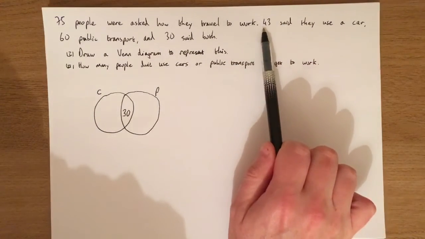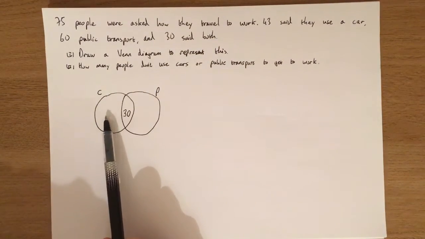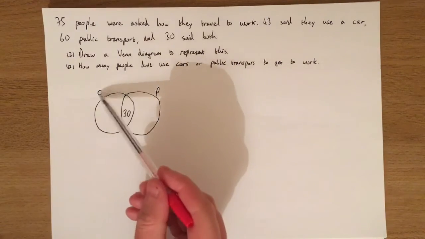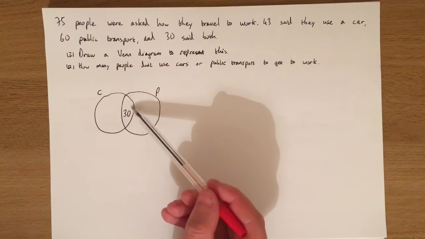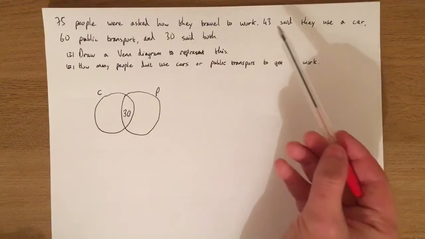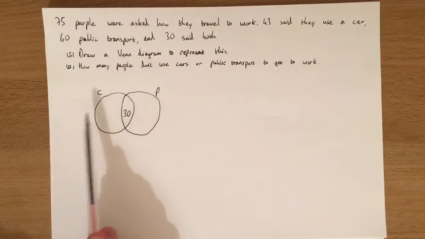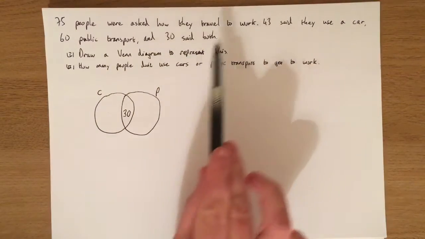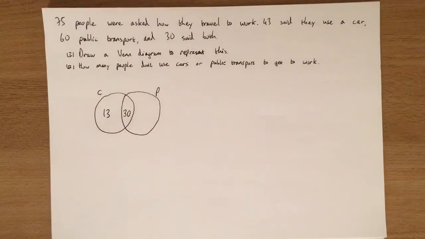So 43 said they use a car. It is very, very easy and tempting to put 43 into this bit here. But if you read this carefully, it says 43 said they use a car. The people who use a car is this entire circle here, C. There is already 30 people in that circle. So you are looking to make that entire circle add to 43. So you're going to put the number in here that makes the entire circle add to 43. So 43 take away the 30 that are already in there means 13 over here.